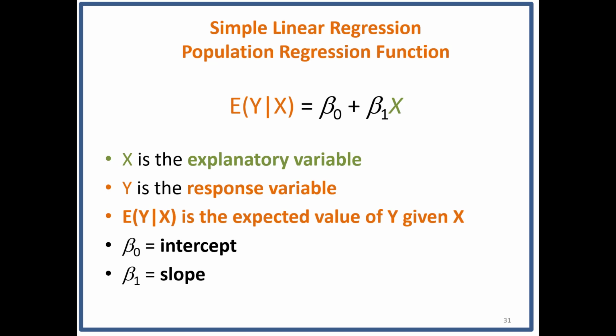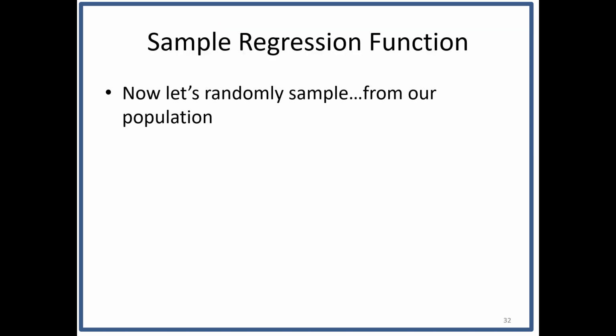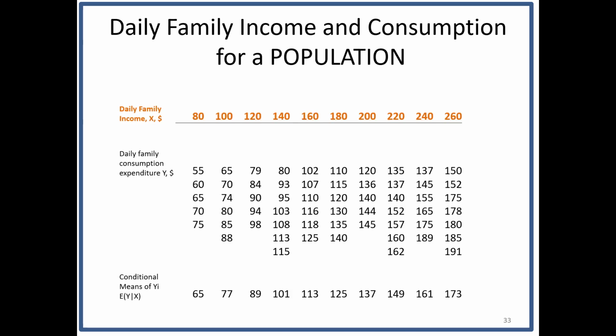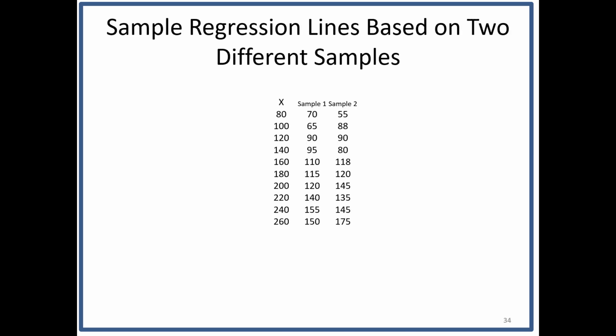You will notice that in the model we talk about betas, Greek symbols, to represent the population slope and intercept. So now let's randomly sample from our population. Now we're going to shift to the sample regression function. Here is our population again, and we're going to sample across those values of x, sample y's, and we pull two samples, sample 1 and sample 2.